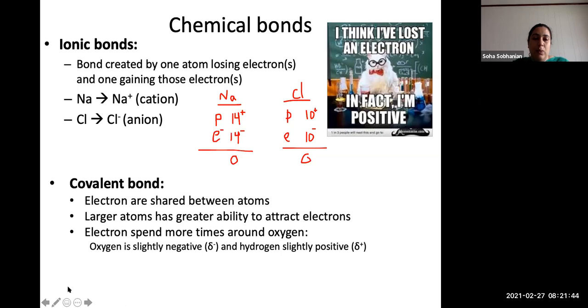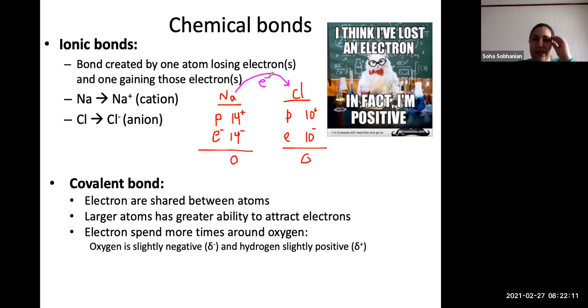So what happens when you're creating an ionic bond to bring the sodium and chloride together? In that scenario, sodium is going to lose one of its electrons to chloride. So the arrow that I'm showing is that sodium is going to lose an electron and chloride is going to gain an electron.